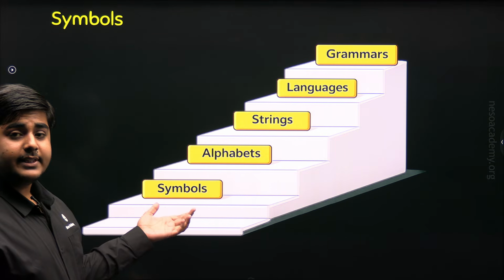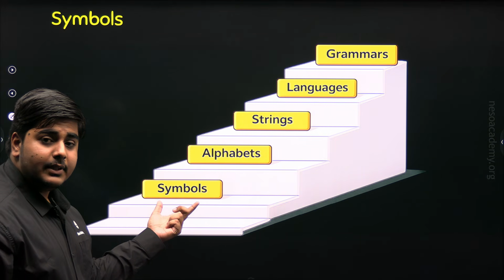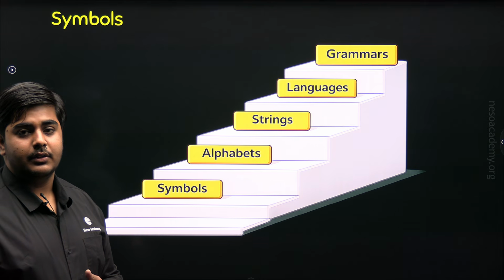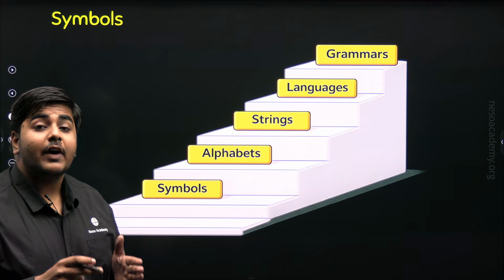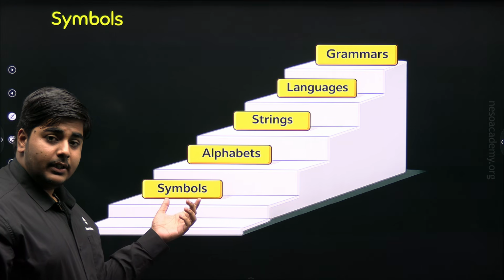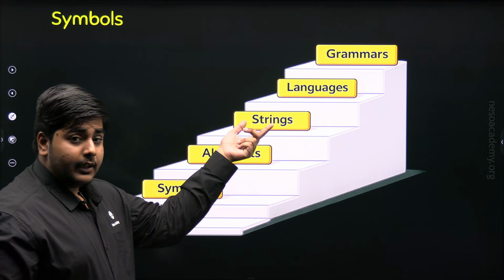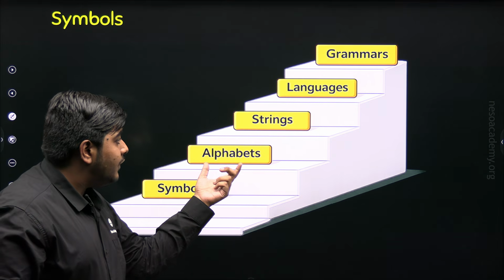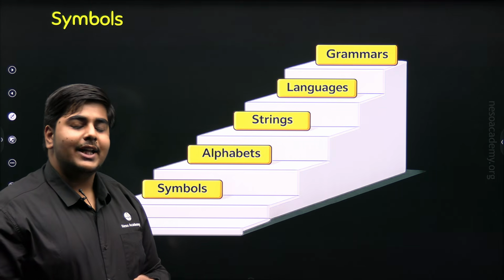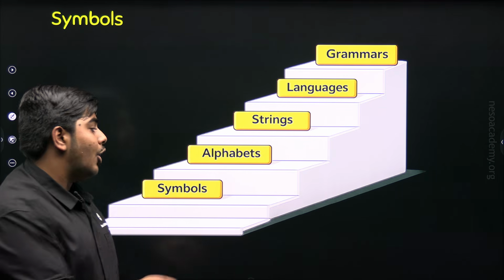Now here you can see that understanding symbols is the very first step in understanding theory of computation. Symbol is the most fundamental unit of ToC. Without understanding symbol, we cannot move further and we cannot understand alphabets, strings, languages and grammars. So let's get started with our discussion on symbols.